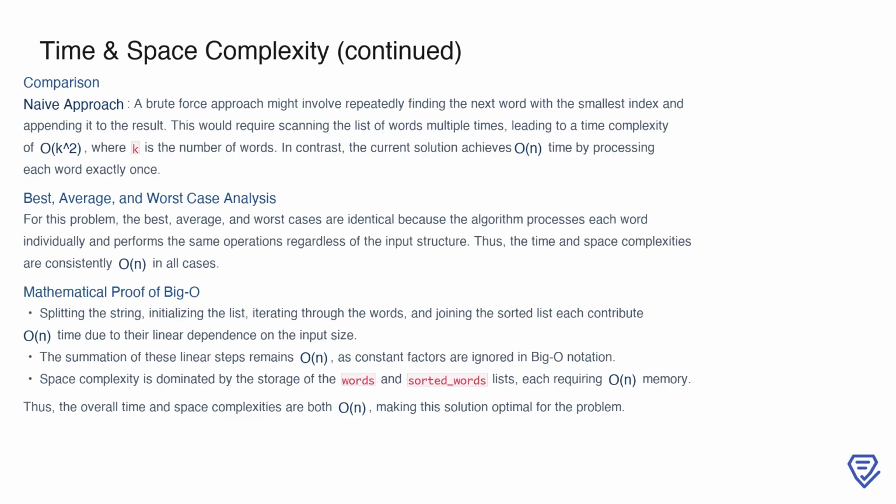Splitting the string, initializing the list, iterating through the words, and joining the sorted list each contribute O(N), and their sum remains O(N) after ignoring constants. Similarly, the space complexity is dominated by the memory used for the words and sorted_words lists, each requiring O(N). Altogether, this makes the solution optimal for the problem, with both time and space complexities being O(N).